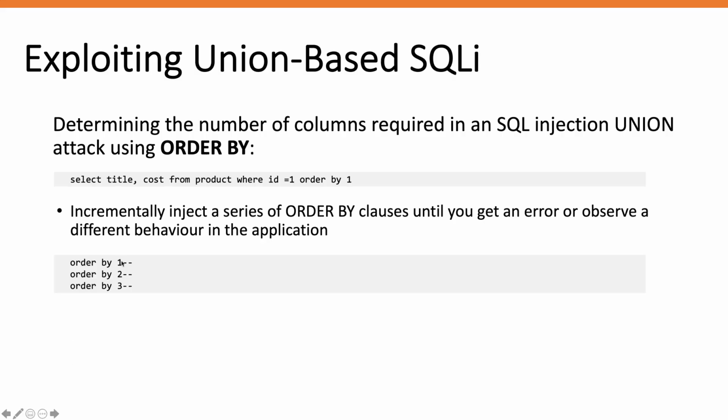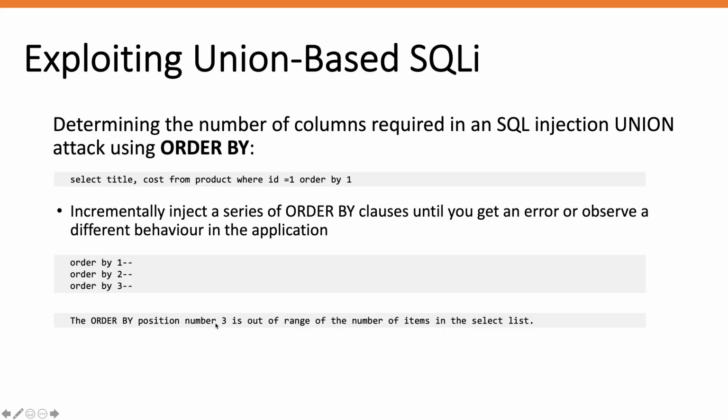So if I say order by 1, it'll order by the first column. If I say order by 2, it'll order by the second column. Now, if I say order by 3, that column doesn't exist. And so I get an error saying the order by position number 3 is out of range of the number of items in the select list. And so this way, I know that 3 is not a column.